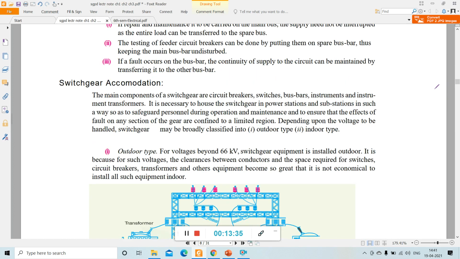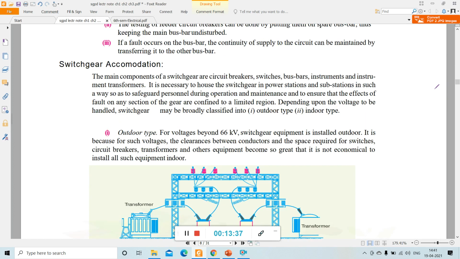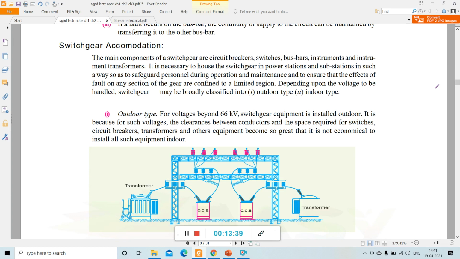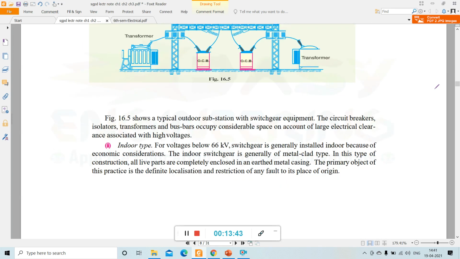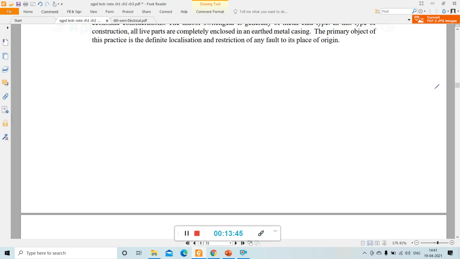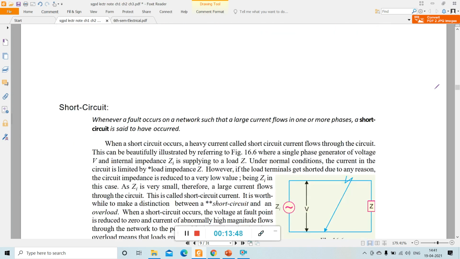Then the next part is the switchgear accommodation. In switchgear accommodation we will discuss the indoor type and outdoor type. Two types are there, outdoor type and indoor type.